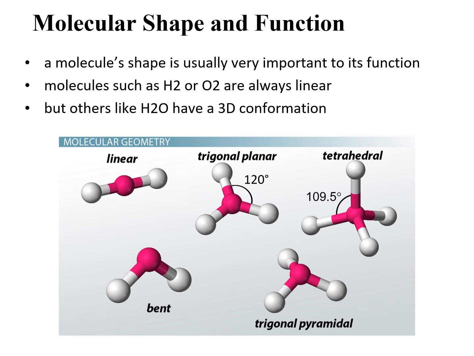Chemical bonds are really important because they determine the shape of a molecule. For example, the angle between the oxygen and its two hydrogens is a fixed angle of 104.5 degrees. And a molecule's shape is very, very important to its function. For example, molecules such as hydrogen gas or oxygen gas are always linear. But most molecules have very specific three-dimensional conformations or three-dimensional shapes.